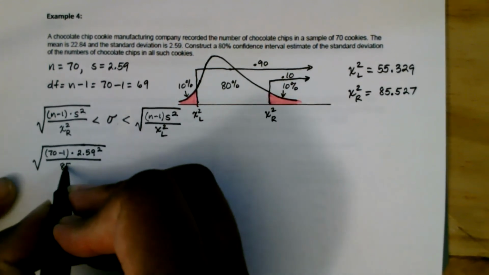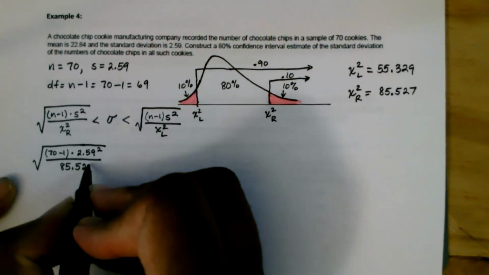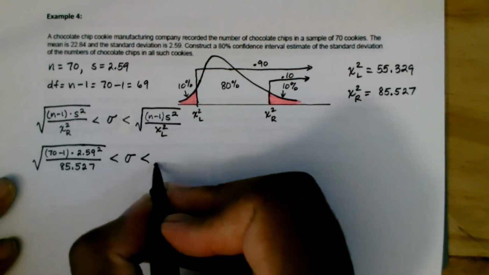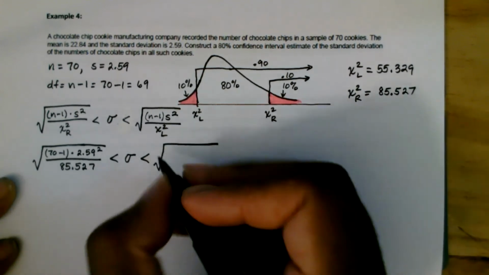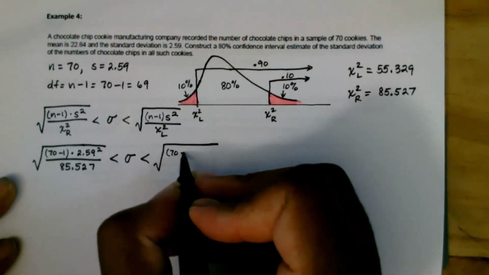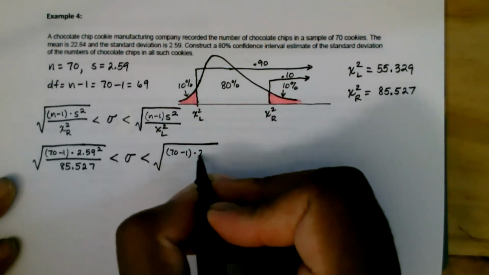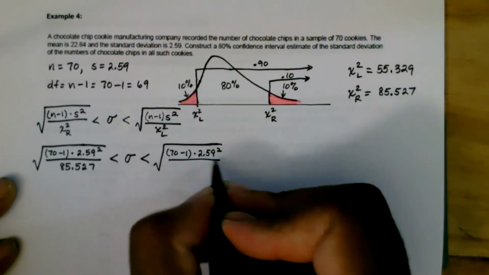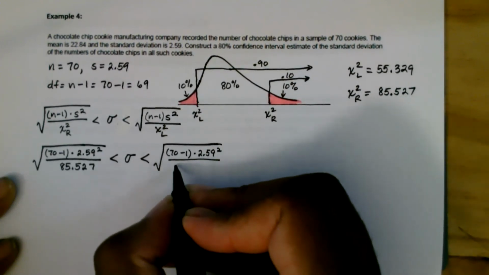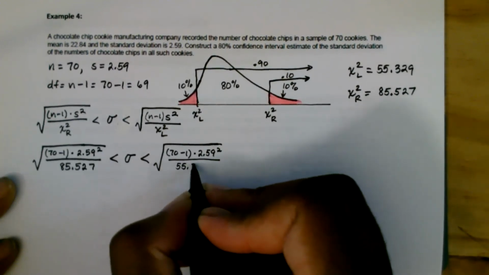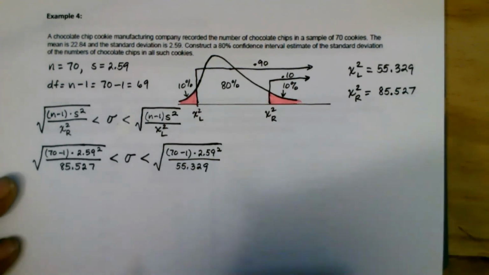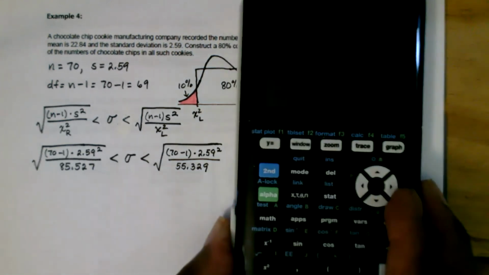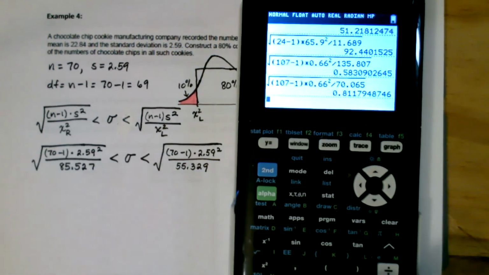That's going to be 85.527. That's less than sigma and less than the square root of, the numerator is the same, (70 minus 1) times 2.59, squared, divided by the chi-square value on the left, 55.329. And then we go ahead and calculate those limits.